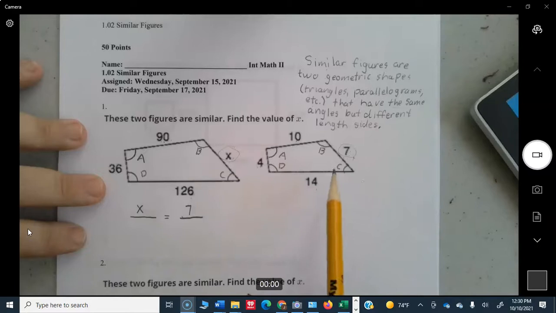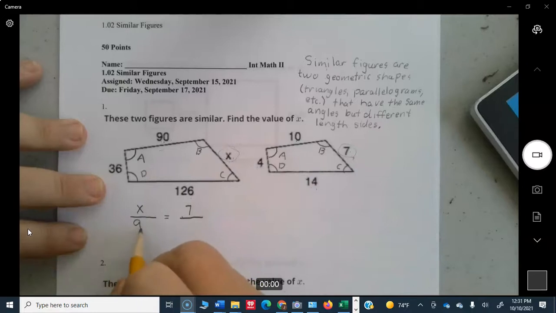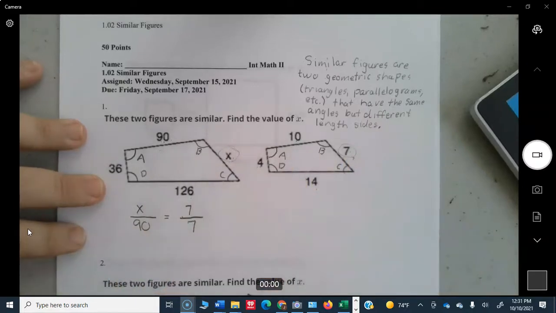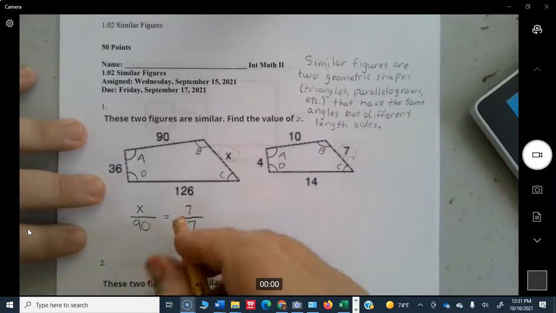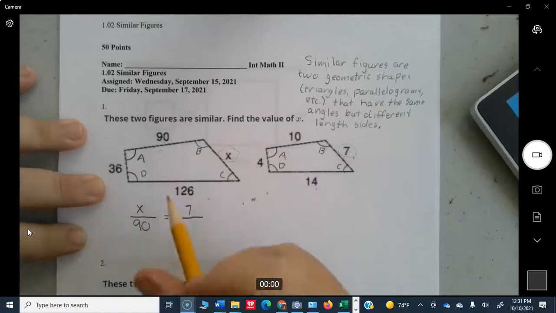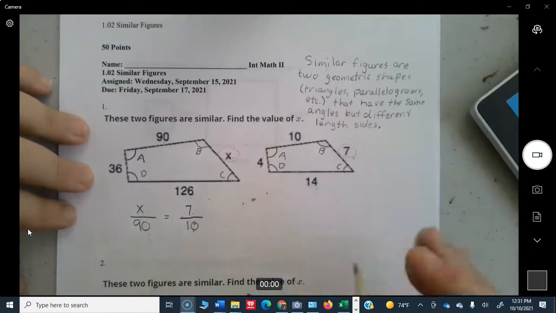So what we do is we just say x is to, I'm going to pick 90. X is to 90 as 7 is to 10. That's called a proportion. It means there's a relationship between the two. If this is a fraction and this is a fraction, and you reduce them, you would get the same reduced fraction.